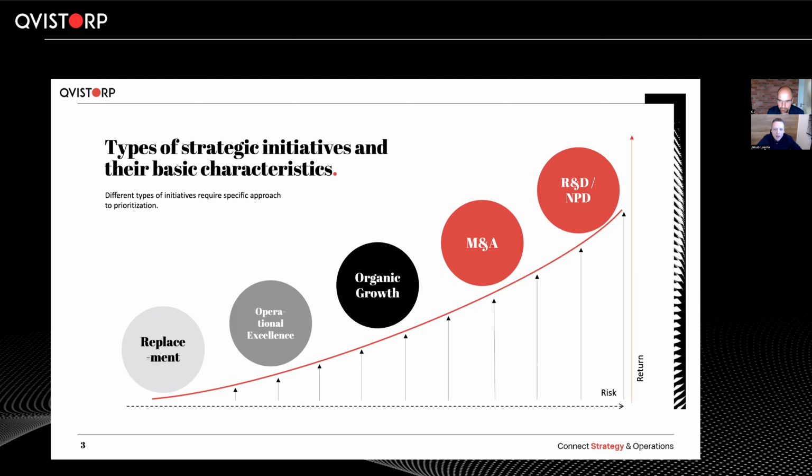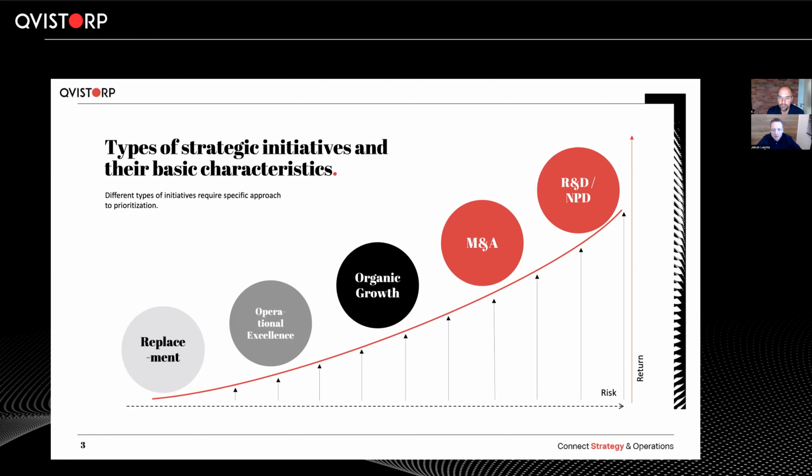And as you move along this curve, then you may have operational excellence types of initiatives, and this is like a slogan which is mostly about cost down activities. So basically making your existing operations more efficient, less cost consuming. Therefore, some organizations call it cost down.